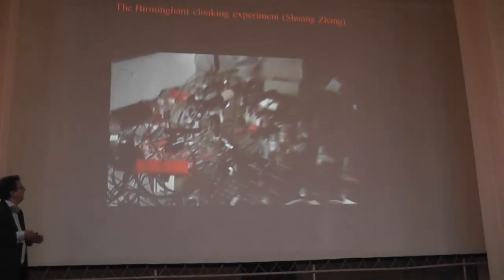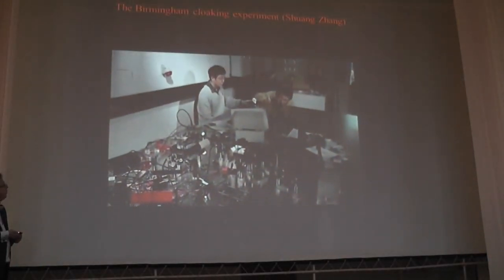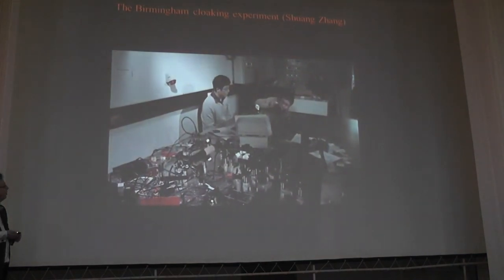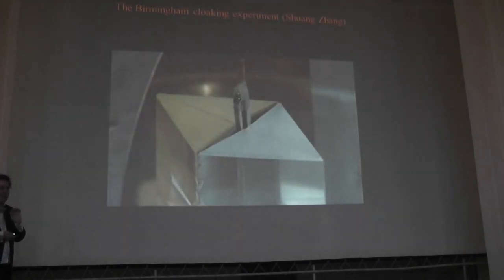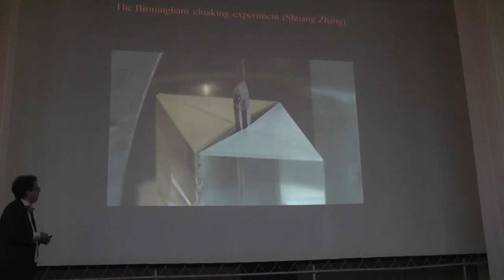This is a lab in Birmingham, where these two gentlemen will show you how to make things invisible. What they make invisible is a paper clip. So it also shows you how modest the attempts are in invisibility, at least for the visible part of the spectrum. So this is the object to be made invisible, or to be precise, to be made completely flat.